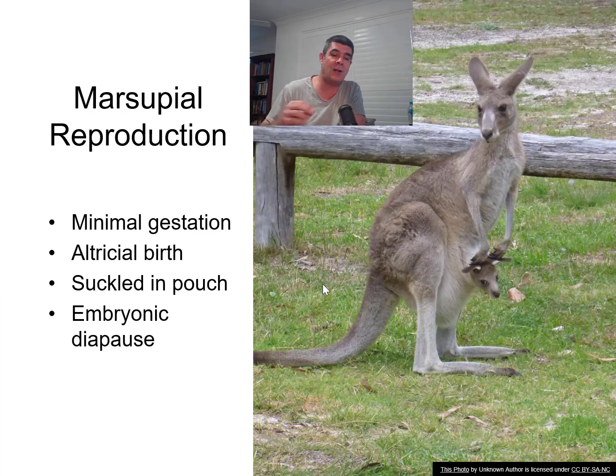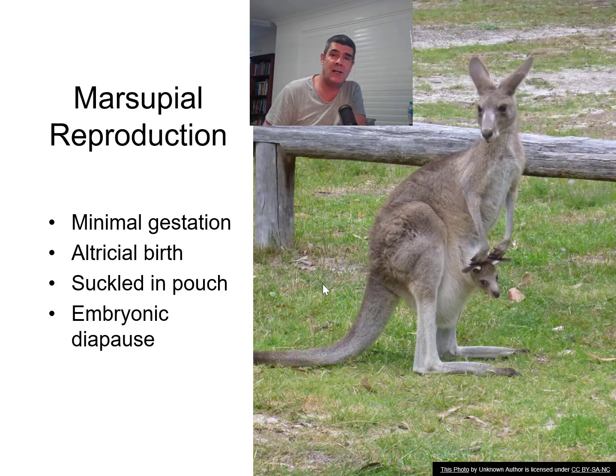They give birth to altricial young. Altricial is basically very underdeveloped young. And that means that they're not able to really do anything much for themselves, which of course we do as well. But for the kangaroo, it's like a little tiny pink jelly bean, and all it's got really is some little forearms to crawl its way up from the vagina to the mother's pouch and attach itself to a teat. It's suckled there in the pouch.